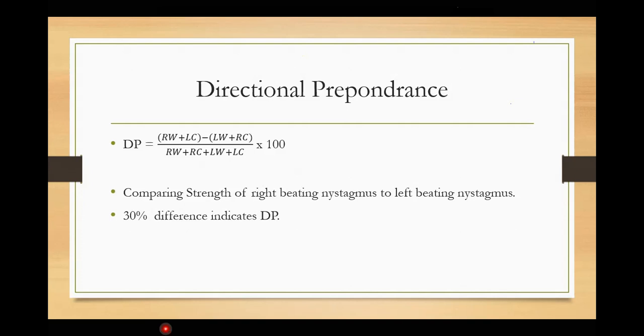Again, a 30% difference is considered as directional preponderance, which means one side nystagmus is stronger than the other one. Okay, this unilateral weakness and directional preponderance are not the most important ones. Okay, this is like your gradient in the tympanometry. What is most important? Compliance and peak value. So what is more important is your SCV. Gradient, yes, important, but not that much important. Likewise, we have unilateral weakness and directional preponderance.